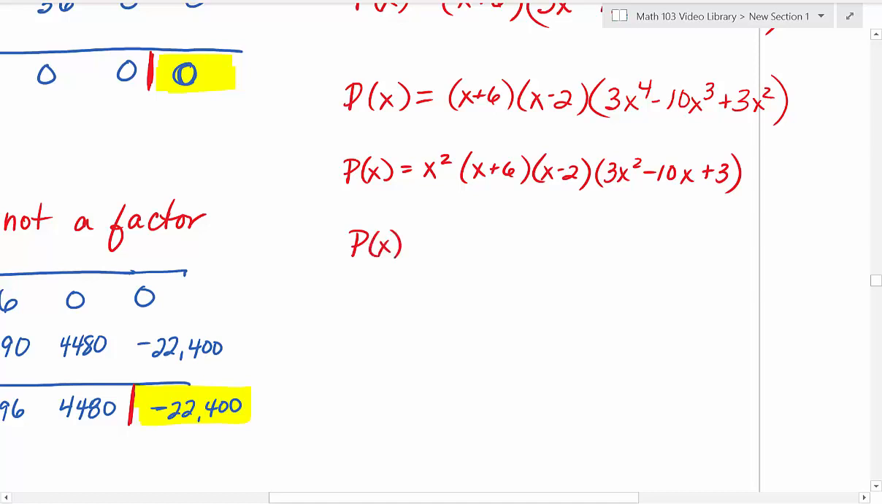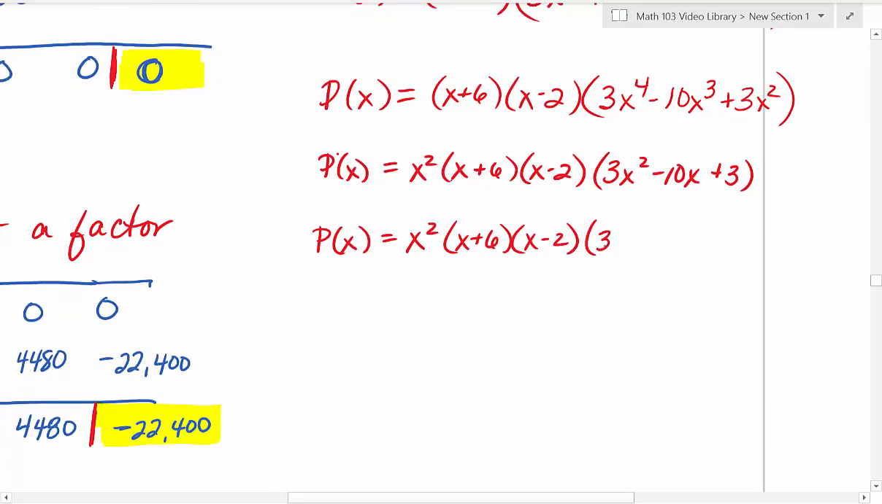We have a quadratic trinomial there that can be factored either by trial and error or the AC method. Either way, it factors into 3x minus 1 times x minus 3. We've factored p of x completely. P of x equals x squared times x plus 6 times x minus 2 times 3x minus 1 times x minus 3.